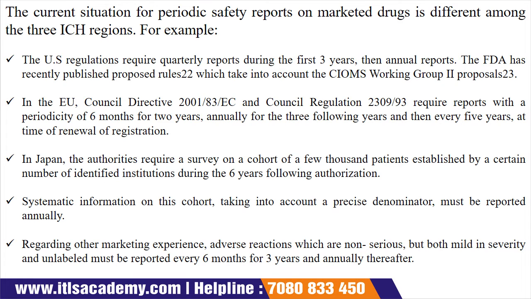The current situation for periodic safety update reports on marketed drugs is different among the three ICH regions that we just discussed, that is Europe, USA and Japan. For example, the US regulations require quarterly reports during the first 3 years, then they require annual reports. The FDA has recently published proposed rules, which take into account the CIOMS working group 2 proposals.